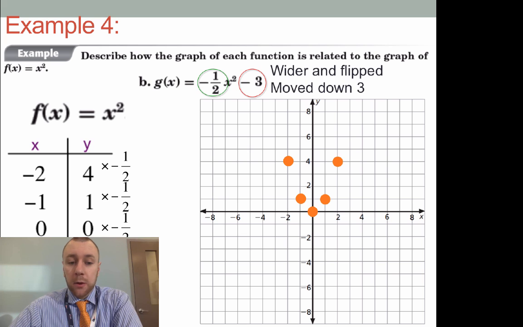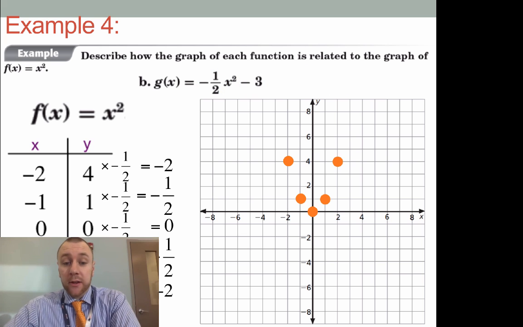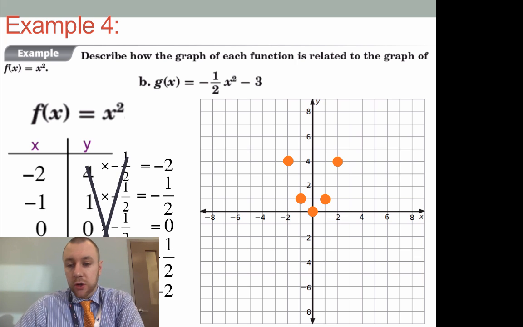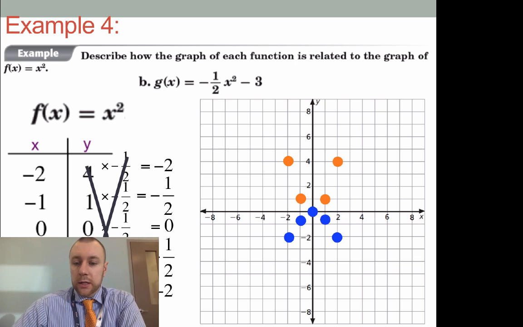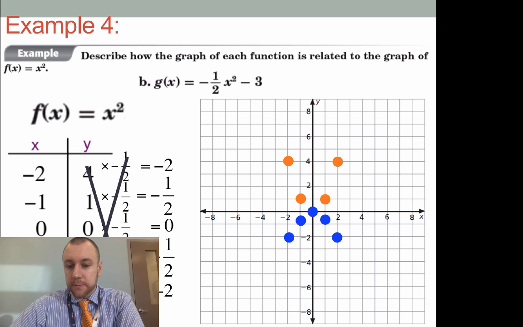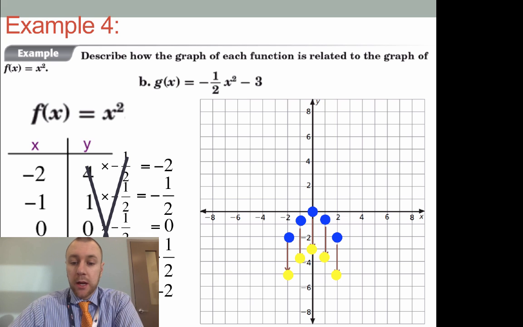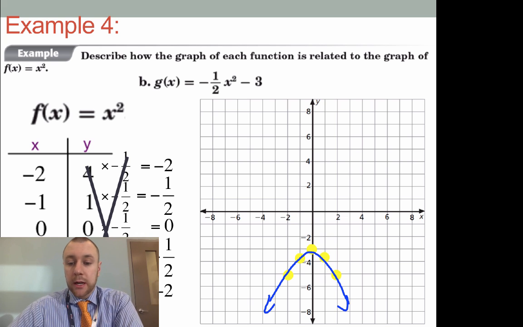So I multiply all my y values. I get new y values. So -2, -1/2, 0, -1/2, and -2. So I plot these new x and y coordinates, and I get those blue dots. Now I then have to do the -3. So the -3 just moves all of those points down 3. I get these new points, and I can draw my parabola that's a little bit wider, down 3 and flipped.